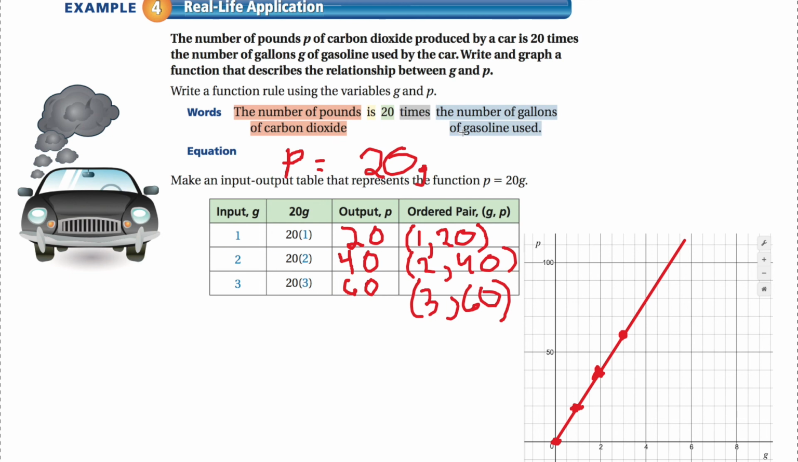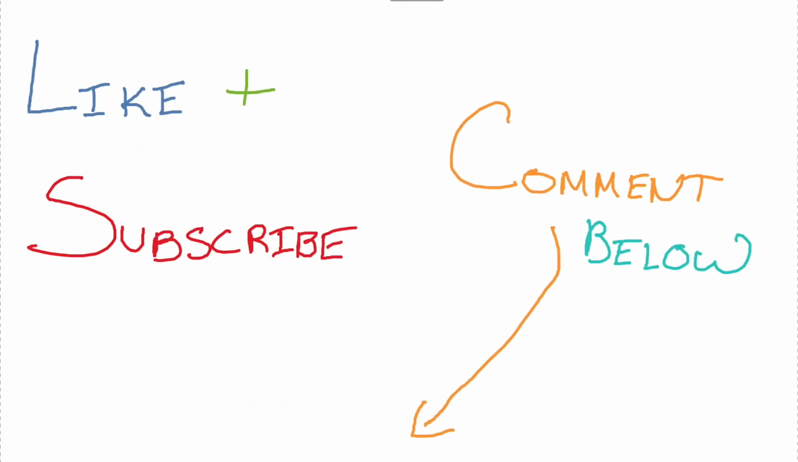To recap, we wrote our equation, P equals 20G, based on the word problem that they gave us. Plugged in our inputs of 1, 2, and 3 into our function table, got our outputs. This also gave us our ordered pairs. These are the ordered pairs we plotted on the graph, and then we connected the points using our line. And that's all we have for Chapter 6, Section 2.